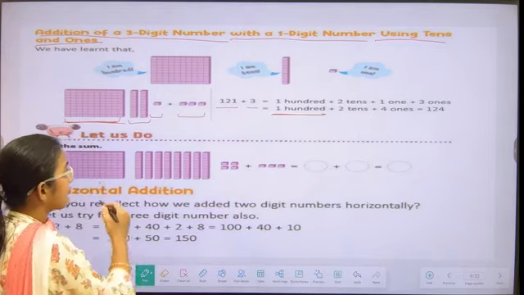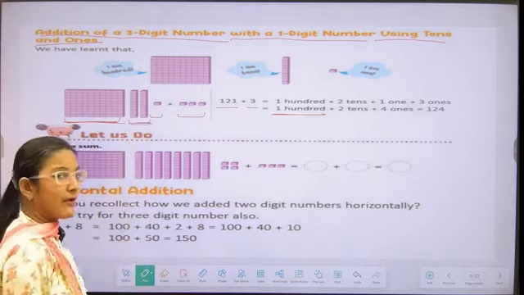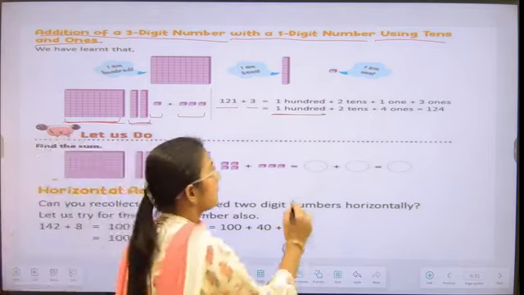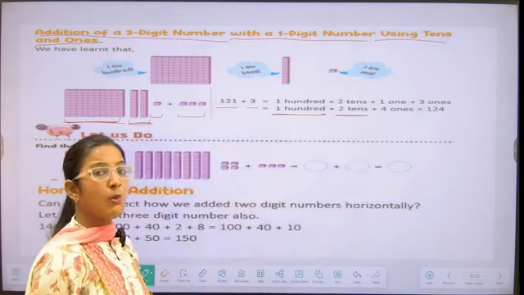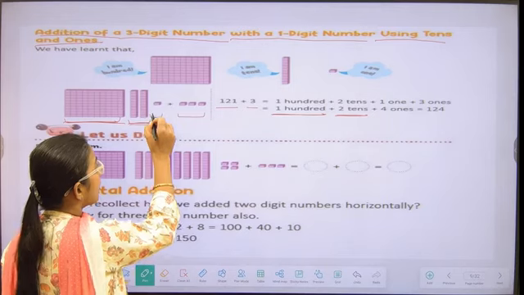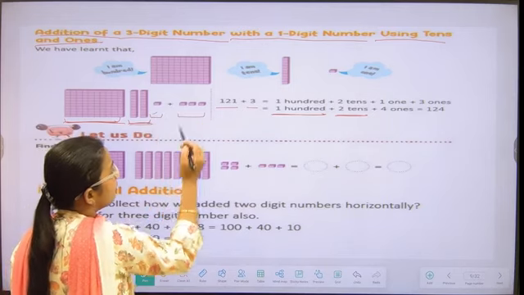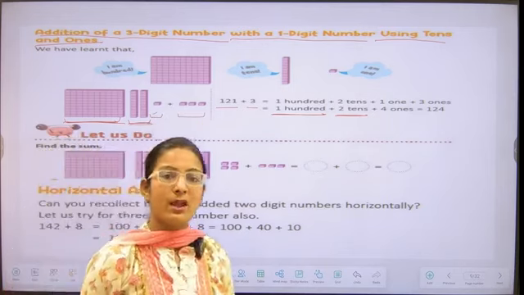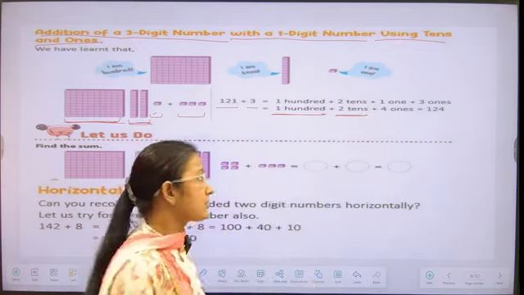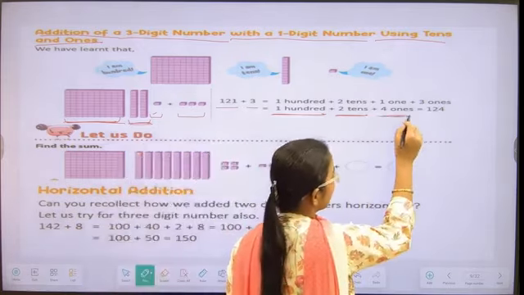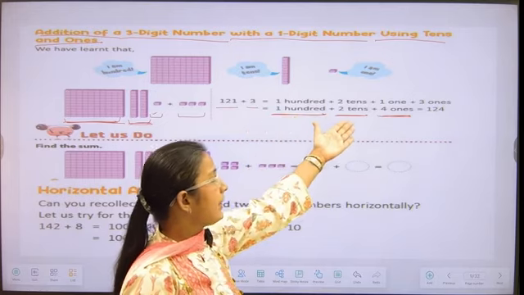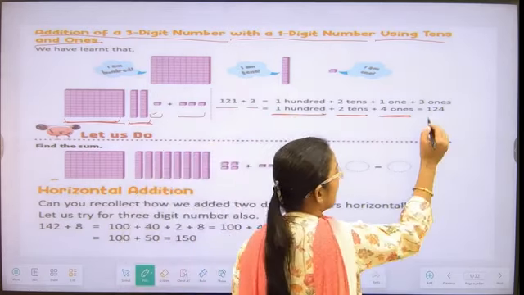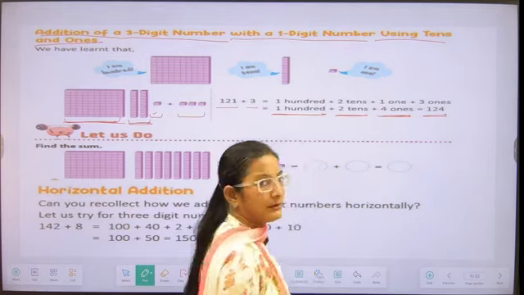Now how many tens blocks are we having? We are having 2 tens blocks. So we are writing 2 tens for that. Now we have to add the ones blocks. One block is here, 2, 3, 4. How many ones blocks are we having? 4 ones blocks. So we have to write 4 ones for that. So the sum will become 124. So we can write 124 for that.